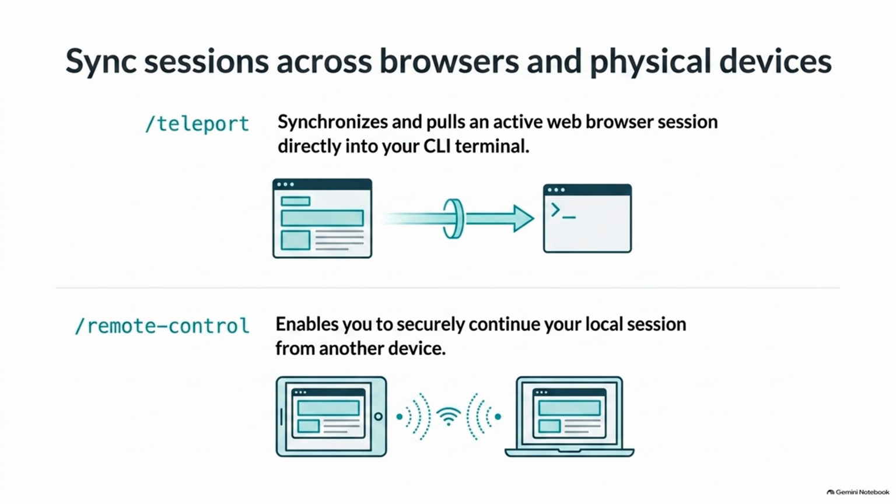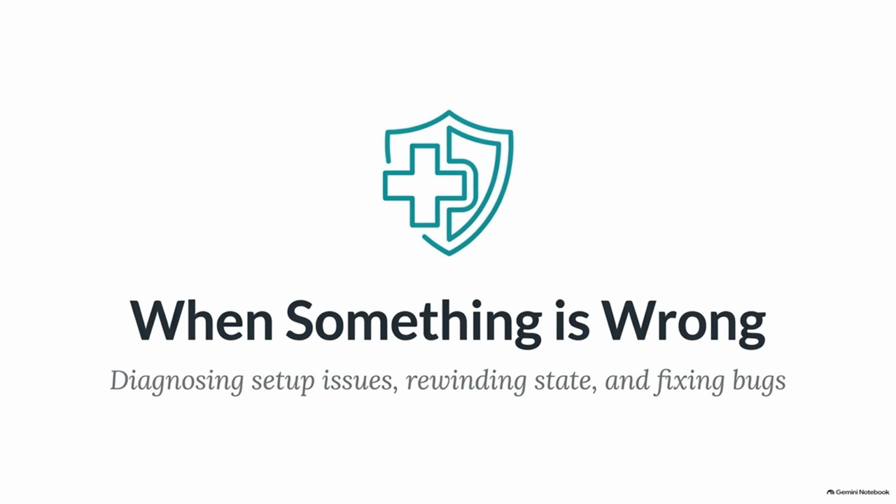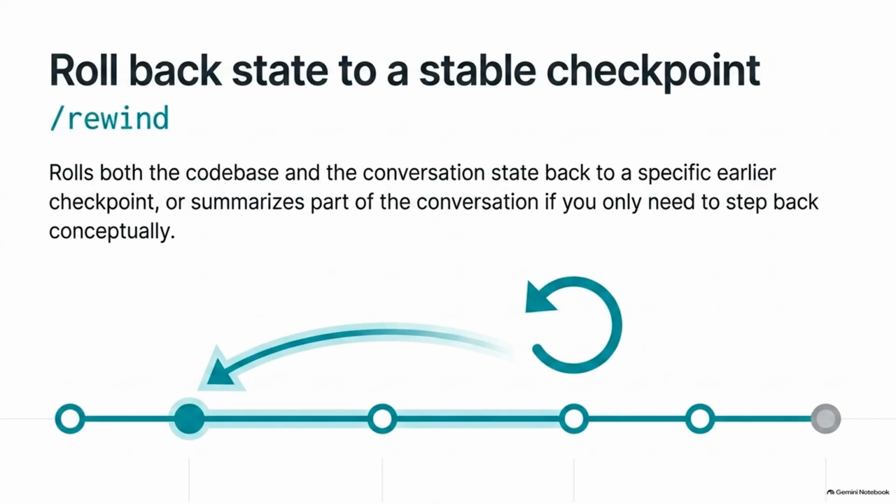Last section, for when things don't go smoothly, whether it's a broken installation, a bug in your own code, or a runtime issue you can't quite pin down. There's a command built for diagnosing it, and in some cases, fixing it automatically. /rewind is your undo button for an entire session.